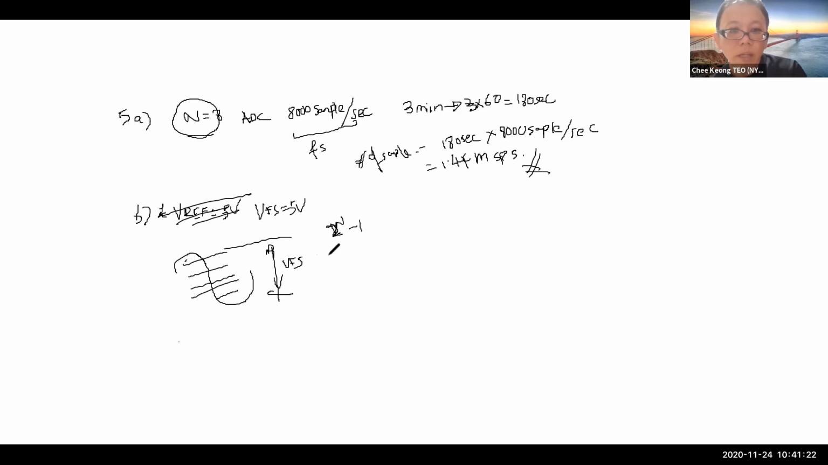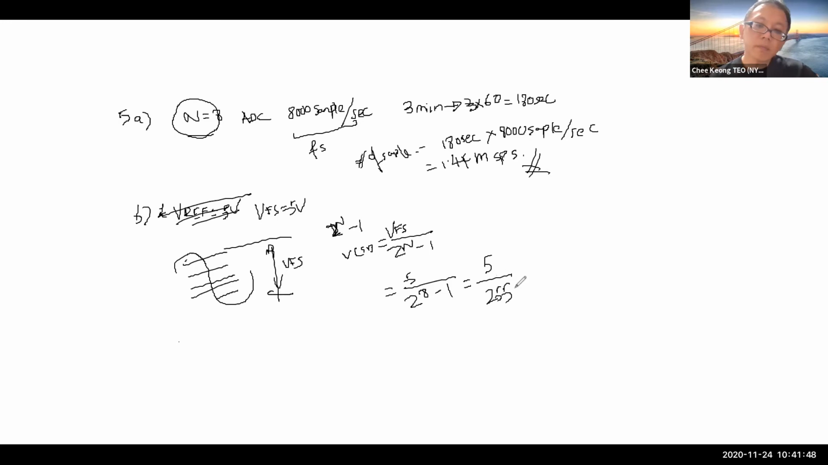So therefore, the VLSB must be equal to V full scale divided by 2 to the power of n minus 1, right? So in this case, your V full scale is given as 5 volt. Your bit is 2 to the power of 8 minus 1. So it's actually what? 5 divided by 255, right? 2 to the power of 8 minus 1 is 255, right? So what do you get? 5 divided by 255, you get about 19.6 millivolt.